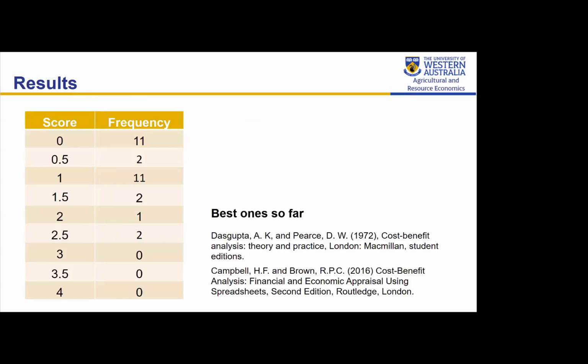So this is the breakdown of the results. You can see 24 of the 29 scored 1 or less. 11 scored 0. 2 scored 2.5. They're the best 2 on the screen that we found so far. There's more to look at. How do they score a fraction? For some of them they're sort of partly right, so we gave them half a mark.